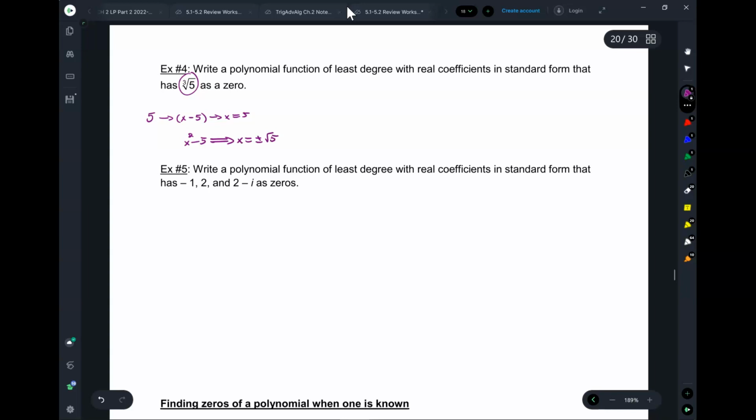But now I want the cube root. So do you see how this index matches that power? If you want a cube root, that means f(x) is going to be x cubed minus 5. That's it. Not too bad, right?